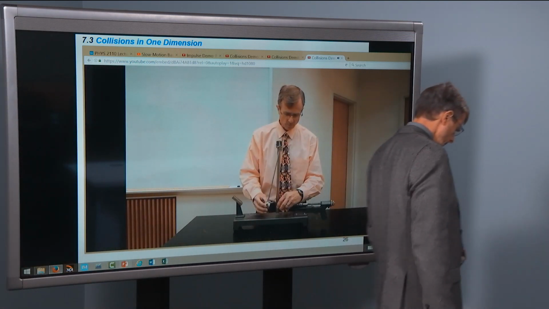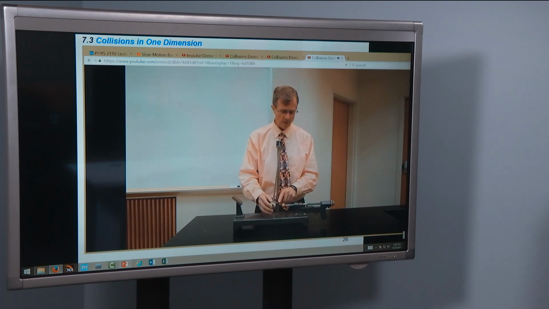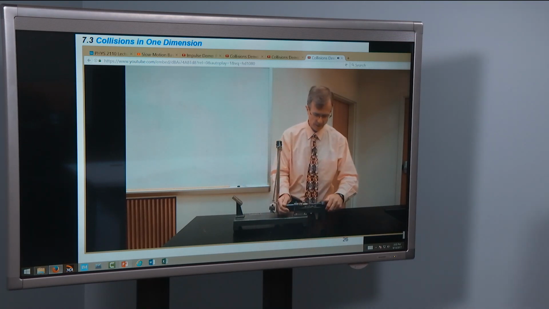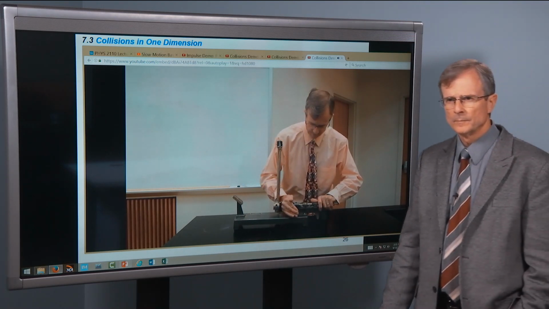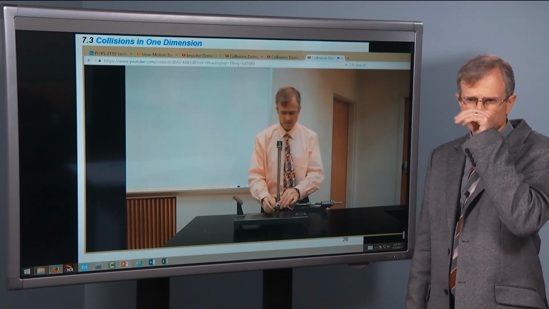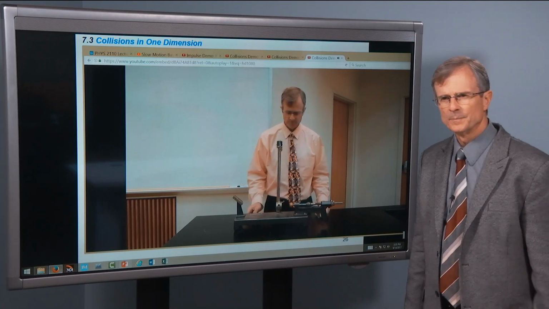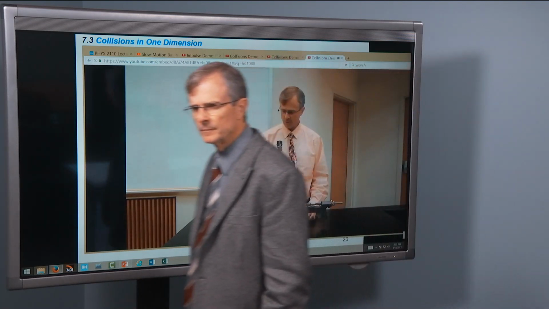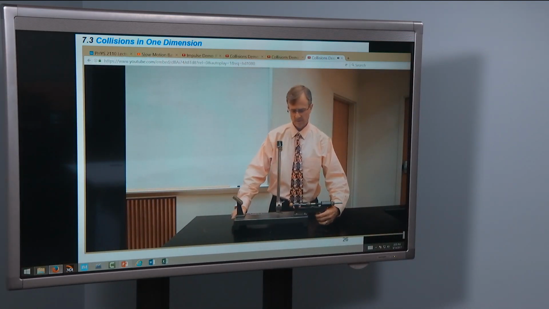So what we'll do is place this ball on the end of the gun and then try and cock the gun and then get this pendulum stationary and then pull the trigger and hope for the best. 3, 2, 1.